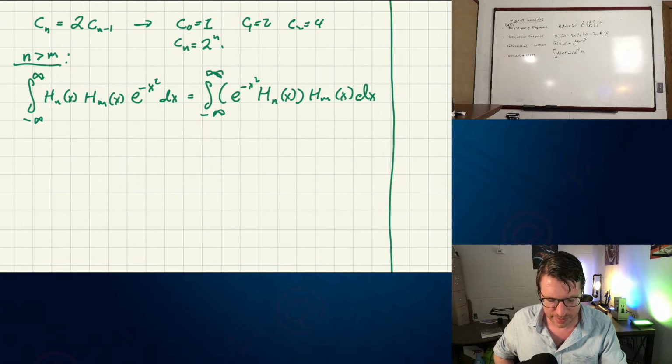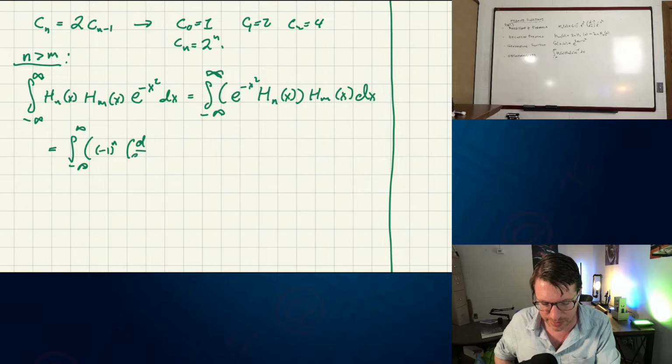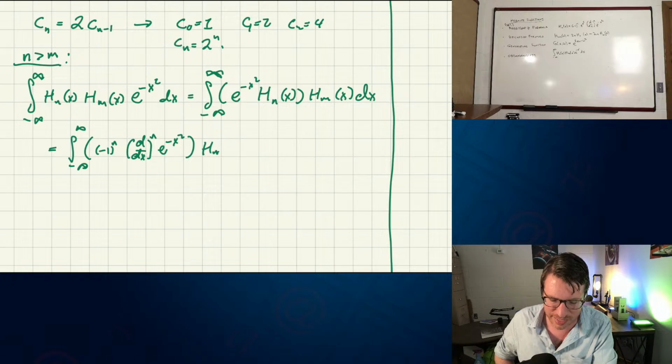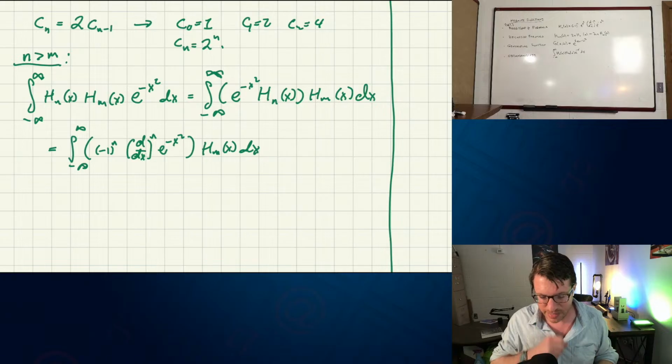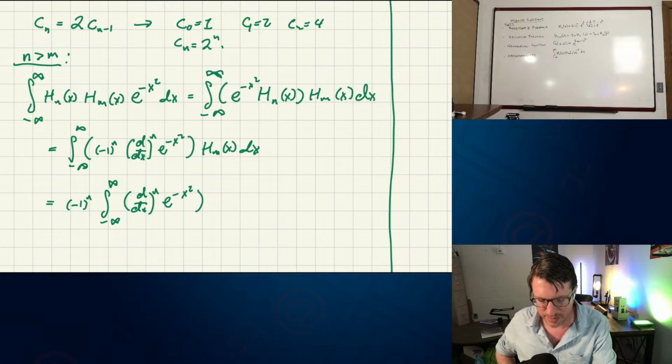So what you end up getting is this integral from minus infinity to infinity of, let's see, if we use Rodrigues' formula, we get (-1) to the n. We had an e to the x squared in there that is now annihilated, so this just becomes d by dx to the n times e to the minus x squared. And this guy times Hm of x dx. Okay, so now you're left with this. You have this (-1) to the n out here, and the integral from minus infinity to infinity of d by dx to the nth power of e to the minus x squared, times Hm of x dx.